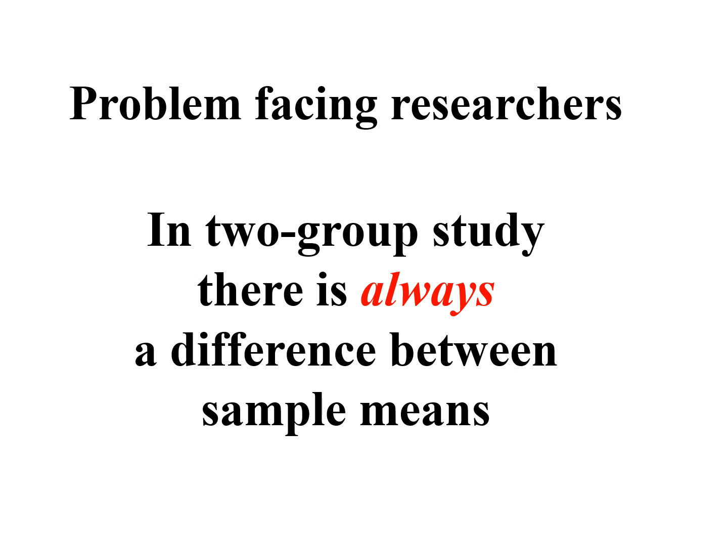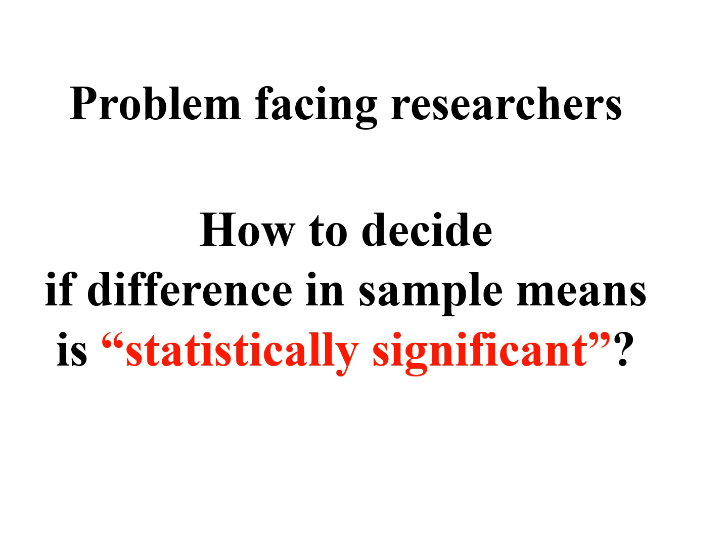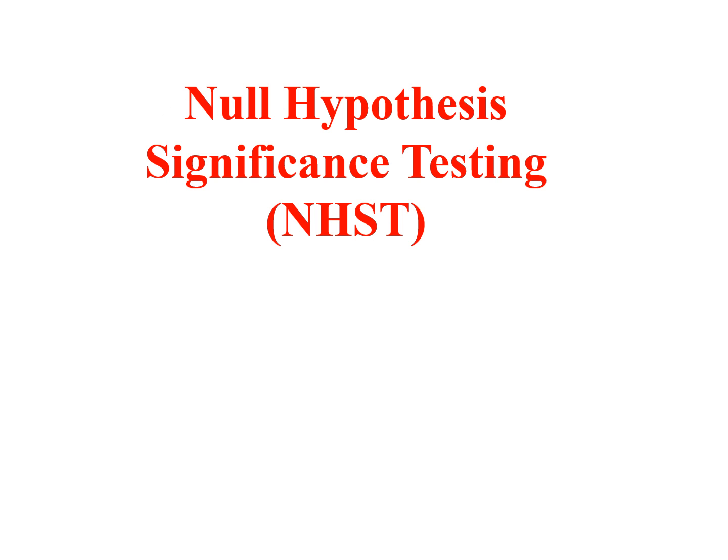In a two-group study, there is always going to be a difference between sample means. So how does the researcher decide if this observed difference between sample means is statistically significant, that it reflects a real difference in the underlying population? Well, the answer to this is null hypothesis significance testing. And the t-test happens to be the form of null hypothesis significance testing that is used in two-group studies.